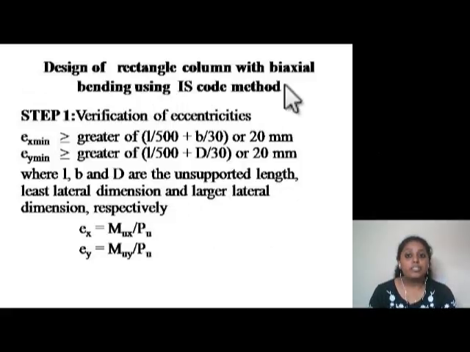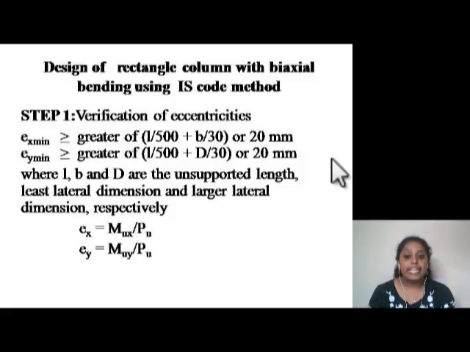These are the steps for the design of a rectangular column with biaxial bending using the IS code method. First one is verification of eccentricities, that is Ex minimum and Ey minimum. These are the equations used for finding Ex minimum and Ey minimum. Ex minimum is the greater of L by 500 plus B by 30, or 20 mm. Ey minimum is equal to the greater of L by 500 plus D by 30, or 20 mm, where L is the unsupported length, B is the least lateral dimension, D is the larger lateral dimension.